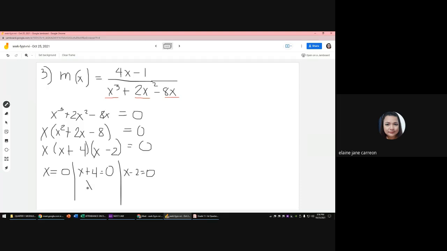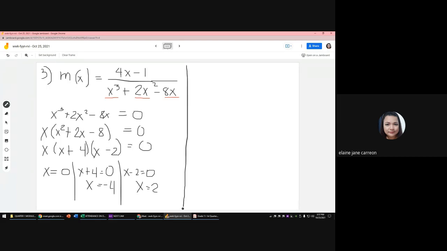So solving, x is equal to 0, negative 4, and x equal to positive 2. So we have 3 restrictions. We have 3 values of x wherein we cannot substitute in our function because it will become undefined.